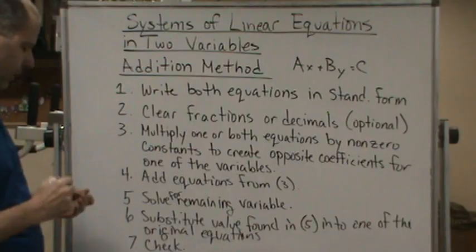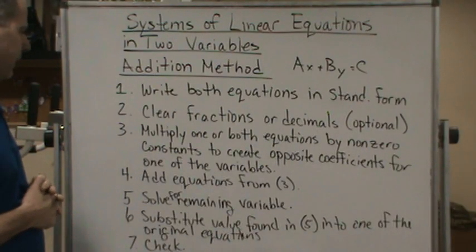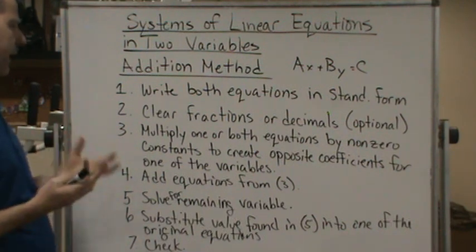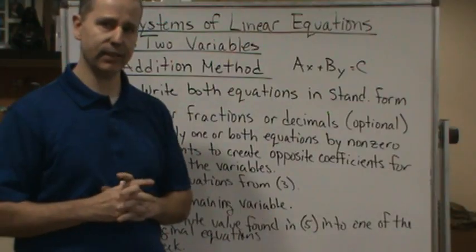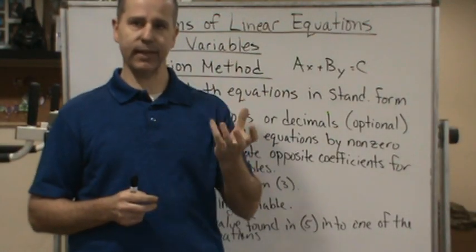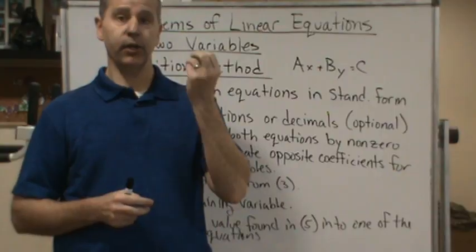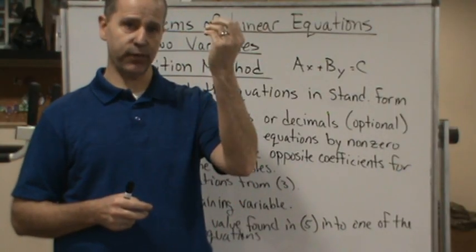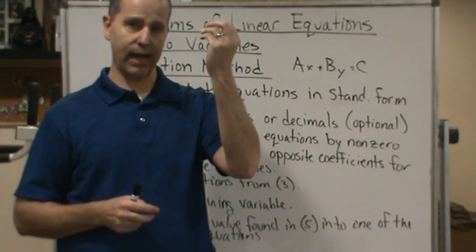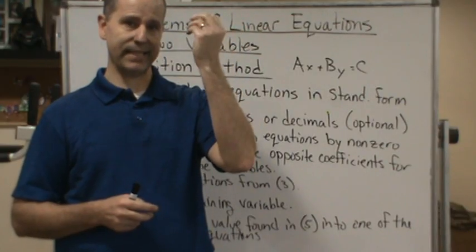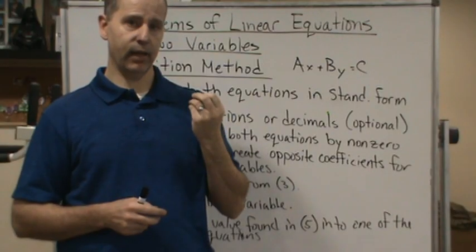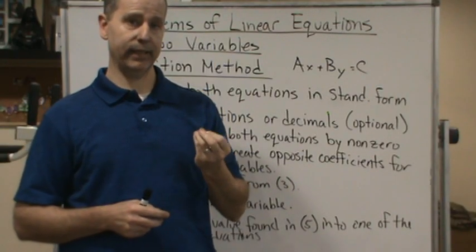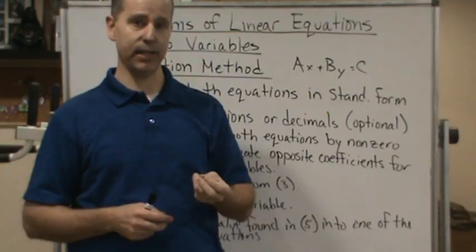Three, multiply one or both of the equations by non-zero constants to create opposite coefficients for one of the variables. So basically you want to have, let's say for example, the x variable in one equation have a coefficient that's the exact same as the coefficient of the x variable in the other equation, but have opposite signs, right?